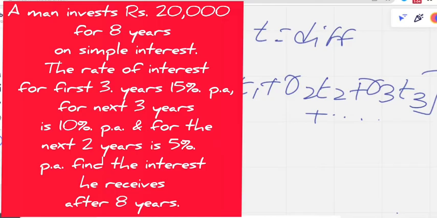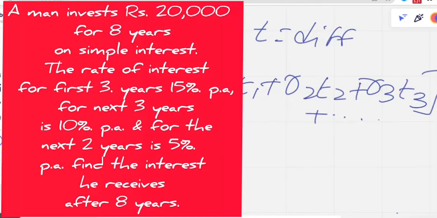So let's see one example. I'm reading the question for you. A man invests rupees 20,000 for 8 years on simple interest. The rate of interest for the first 3 years is 15% per annum, for the next 3 years is 10% per annum. Find the interest he receives after 8 years.